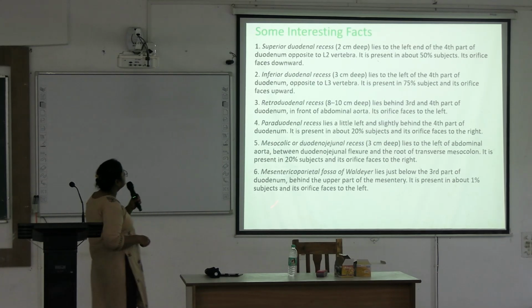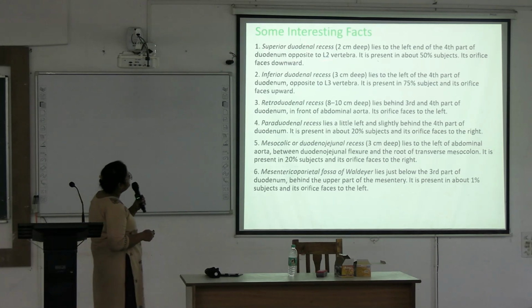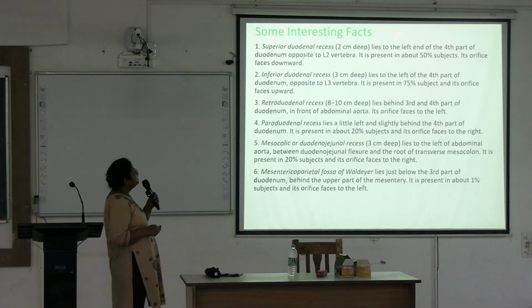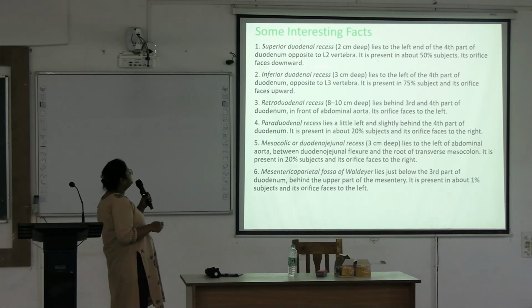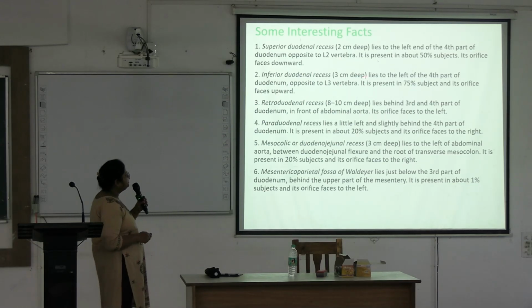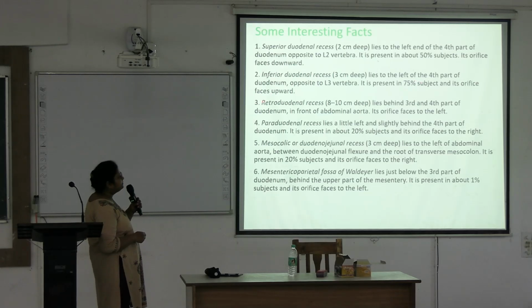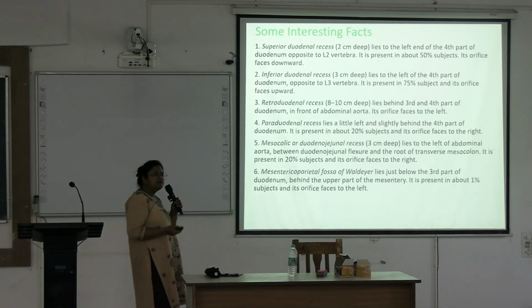Next, these are the recesses and their locations have been discussed. Superior duodenal recess is 2 cm deep, lies to the left end of the fourth part of duodenum opposite to L2 vertebra, and it is present in about 50% subjects and its orifice faces downward. Inferior duodenal recess is about 3 cm deep, lies to the left of the fourth part of duodenum opposite to the L3 vertebra, and it is present in 75% of subjects and its orifice faces upward.